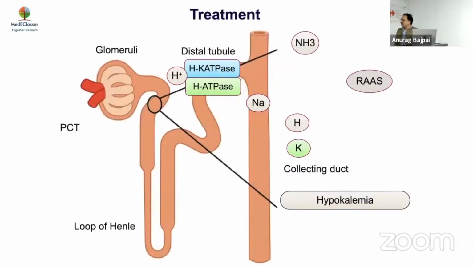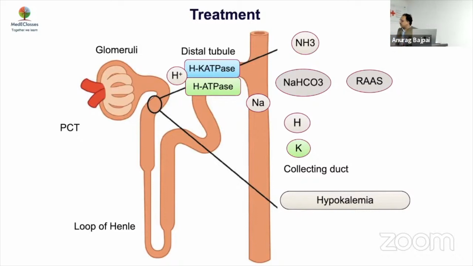Now, how do you treat? Distal RTA treatment is basically bicarbonate. And it is so simple that if you give appropriate bicarbonate, your potassium will improve, your bones will improve, your hypercalciuria will come down. So bicarbonate alone is effective in everything.